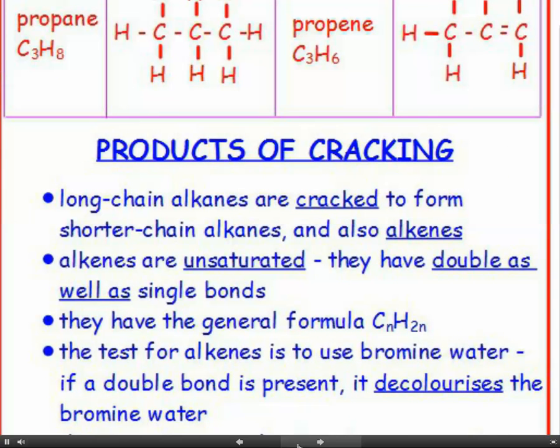So what are the products of cracking? Long-chain alkanes are cracked to form shorter-chain alkanes, but also alkenes. Now, alkenes are unsaturated hydrocarbons, which means they have double as well as single bonds. They have the general formula CnH2n.